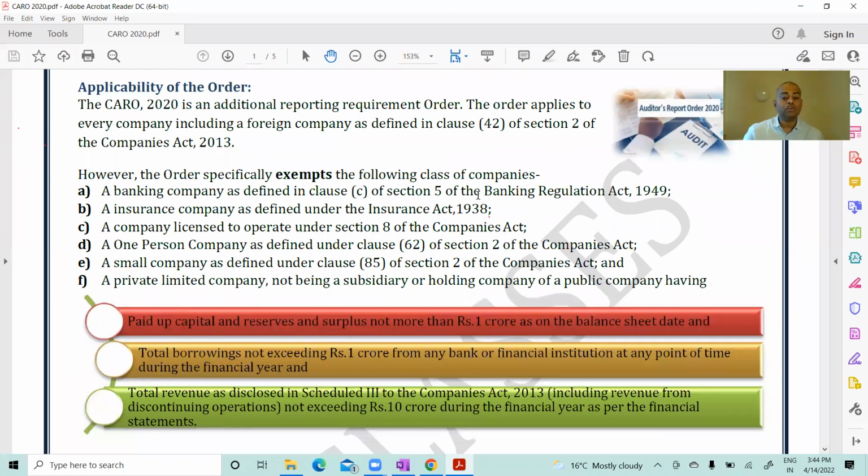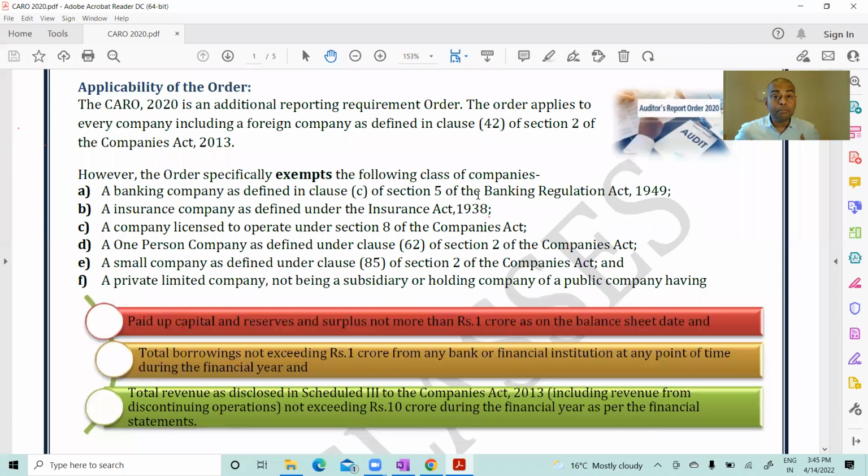For insurance companies, CARO is not applicable. For companies licensed to operate under Section 8, companies not incorporated for profit, companies incorporated for promotion of arts, science, etc., for those companies, CARO is not applicable. Small companies, one-person company, CARO is not applicable. So for all these companies, banking company, insurance company, Section 8 company, one-person company, small company, the exemption from the applicability of CARO is absolute. You don't need to satisfy any condition.